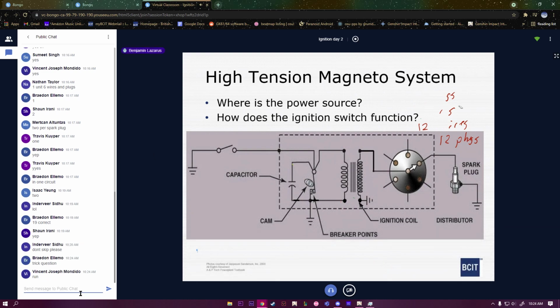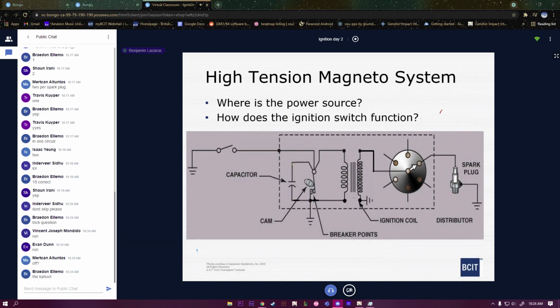How is that a trick question? I don't understand how that's a trick question. How is the Kahoot a trick question? It's as simple as I can make it. This is in the run position, right? And the switch is open.